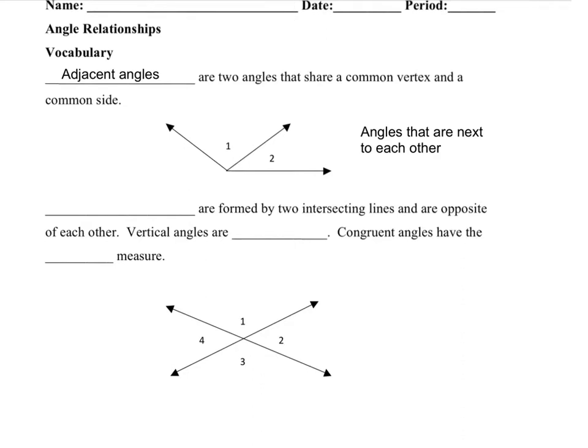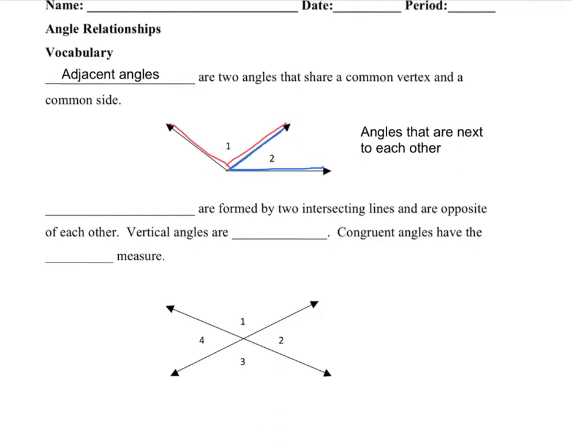So adjacent angles are always next to each other. Let's look at the figure, and if you look, we have angle 1. So here's angle 1. That's your first angle. And then we have angle 2. That is your second angle. Those are adjacent angles. They lie next to each other.